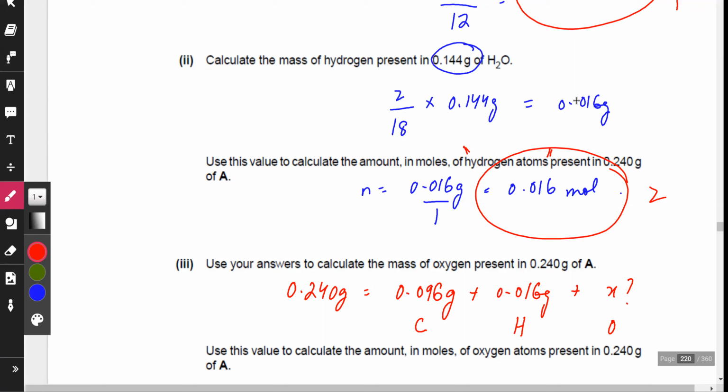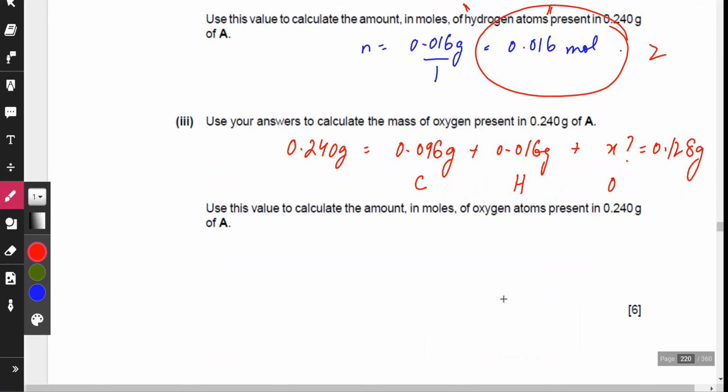So basically oxygen is 0.128 grams, right? So then he's asking to find the moles of oxygen atom. So it's 0.128 grams divided by 16. And that gives you what? 0.008.